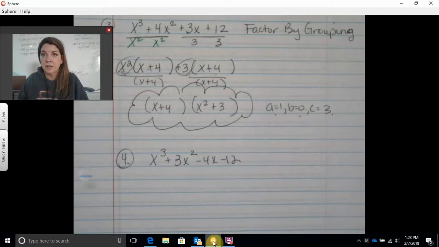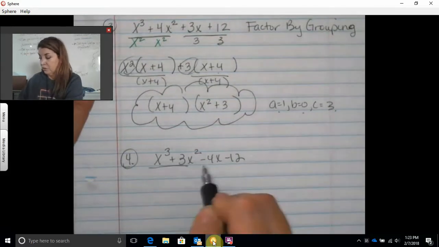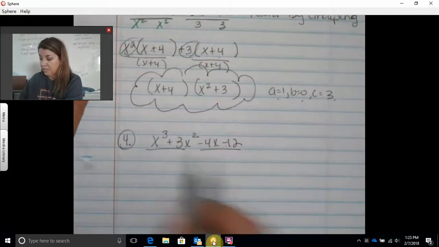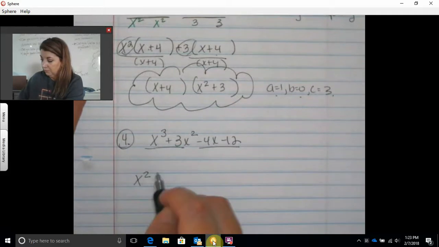Is it a factor by grouping? Yeah. If it's factorable, it's factor by grouping, right? Because there are 4 terms. Okay, so what do I do first? Group the first group and the second group. Take the GCF out separately. What's the greatest common factor of my first group? x squared. x squared times x plus 3.